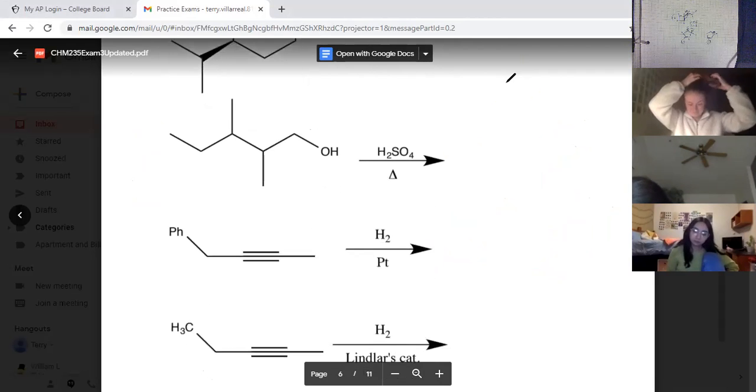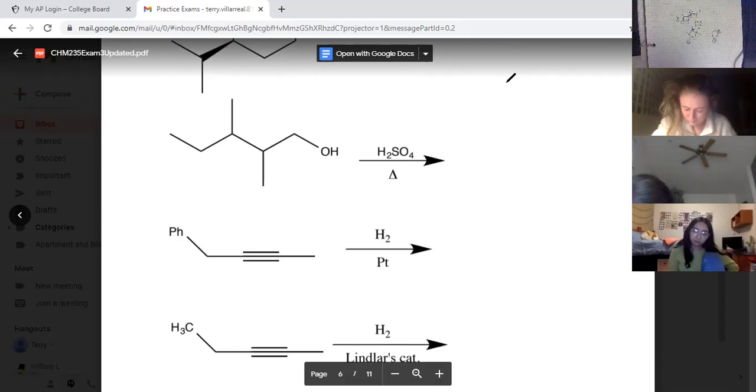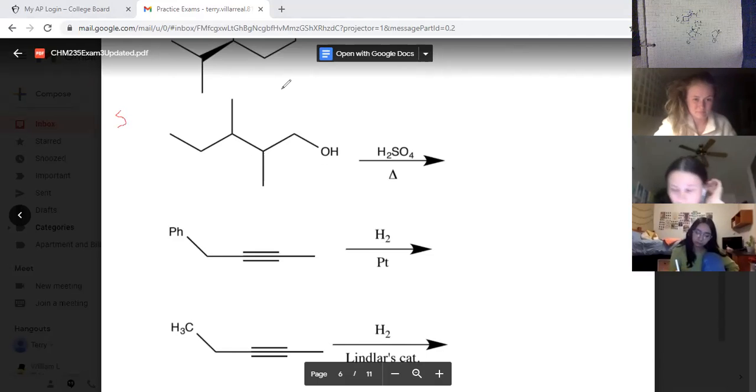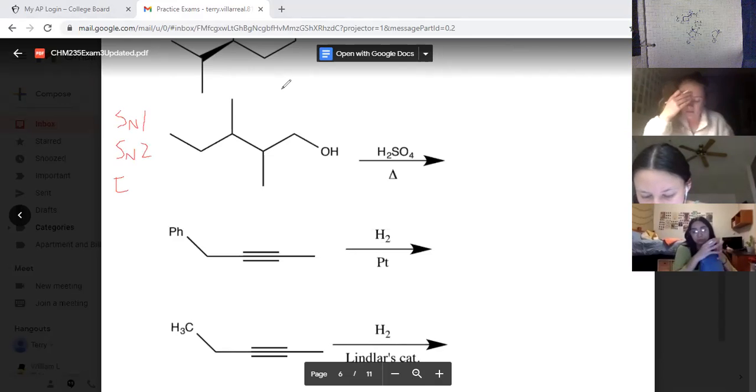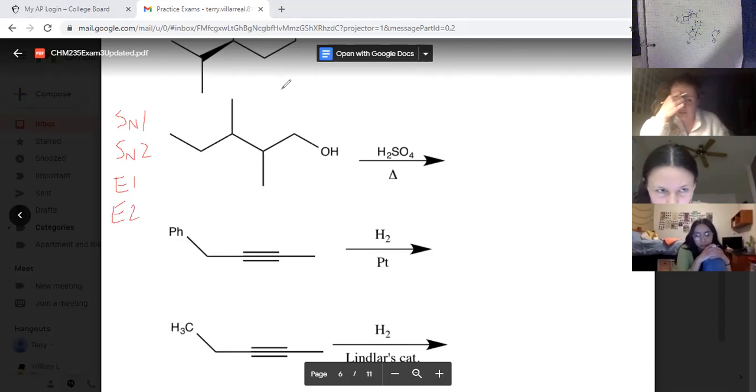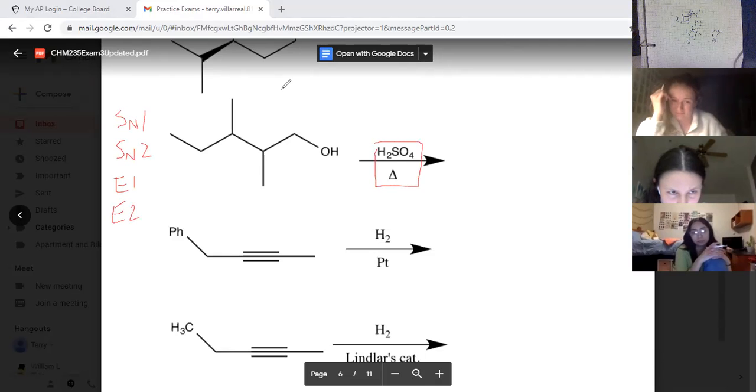What type of reaction is happening now? We have H2SO4 and heat with an alcohol. Again, this type of question is asking us, any people want to tell me what is happening when we have these conditions? Is it an SN2? Mm-mm. When you see H2SO4 and heat, you should think only one thing.